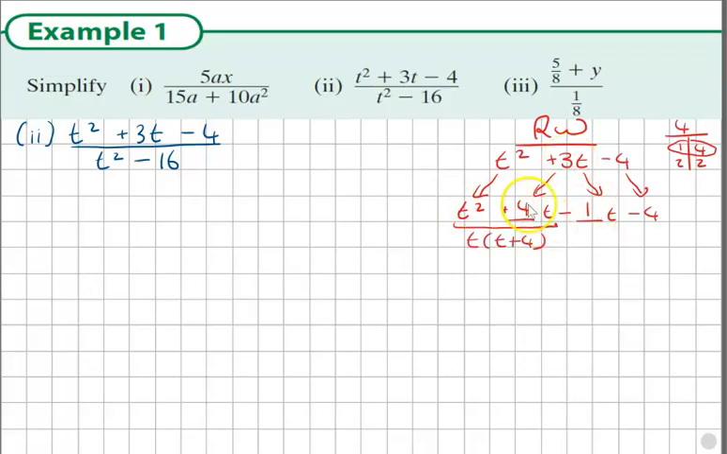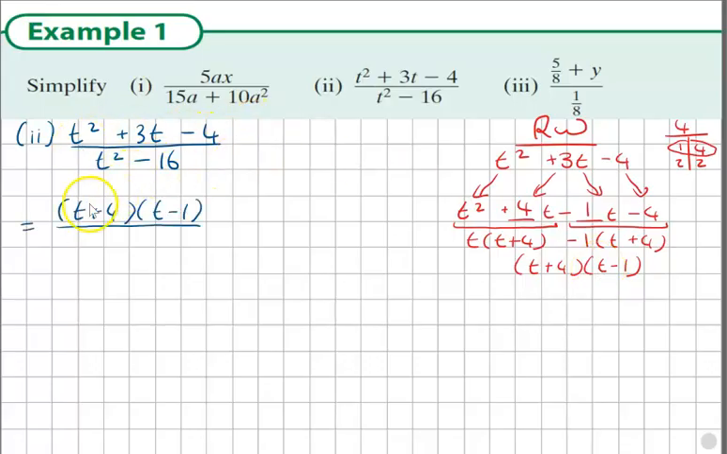Then I factorize the first two terms and I get t times t plus 4. I factorize the second two terms, I get minus 1 times t plus 4. I can put the t plus 4's together inside one set of brackets. That's the first part of my answer. And then the t and the minus 1 go into the second bracket. So I can rewrite my numerator now as t plus 4 times t minus 1.